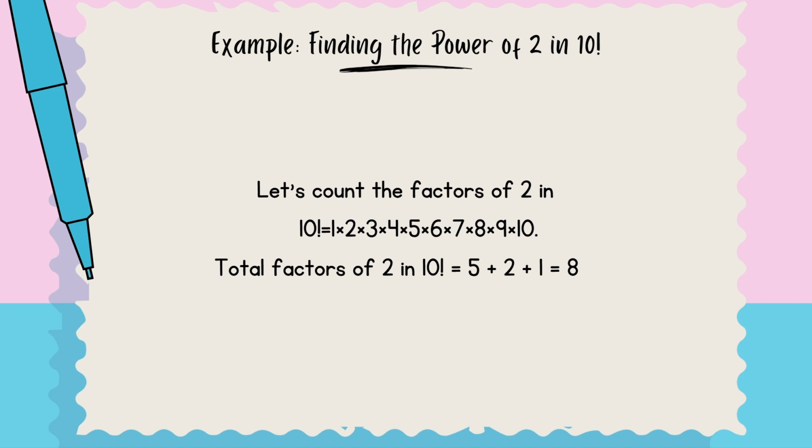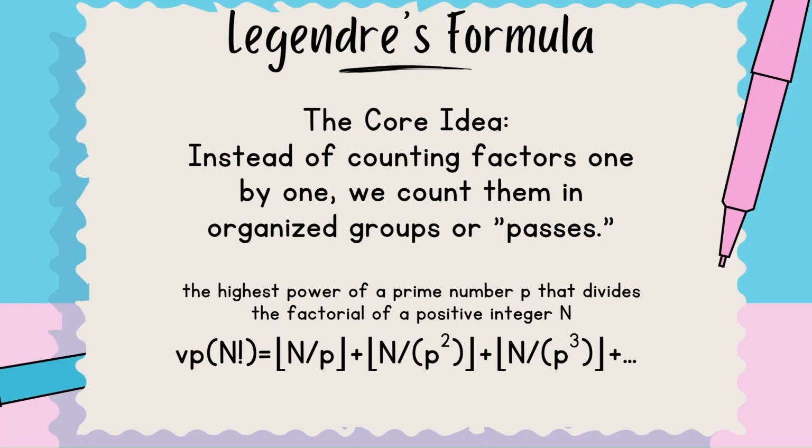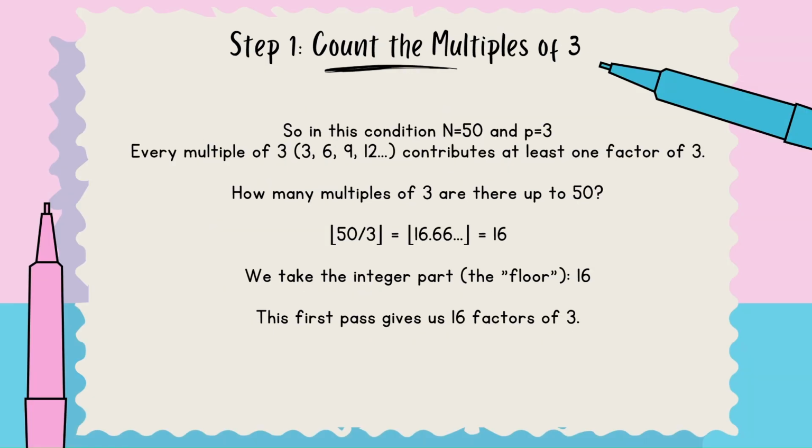By grouping, we can make the problem easy. That is Legendre's formula. The core idea is, instead of counting the factors one by one, we count them in organized groups or passes. So the solution is the highest power of a prime number p that divides the factorial of a positive integer n is the floor value of n divided by p plus floor value of n divided by p square, and so on. You must not have understood this formula, so let's take a deep dive.